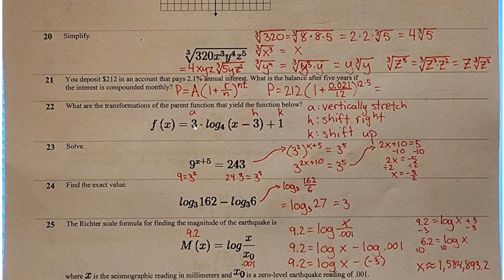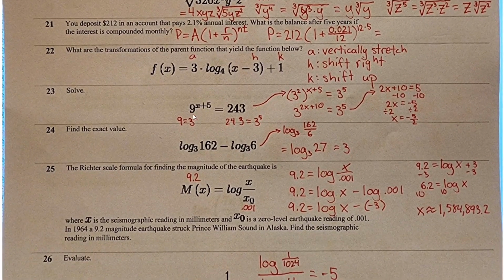So moving on to number 22, once again we have transformations. This time it's logarithm, and it does the same things. A is a bigger number than 1. It's a stretch. H is opposite. We're shifting right. K is the same. We're shifting up. I don't care the function. It does the same things.